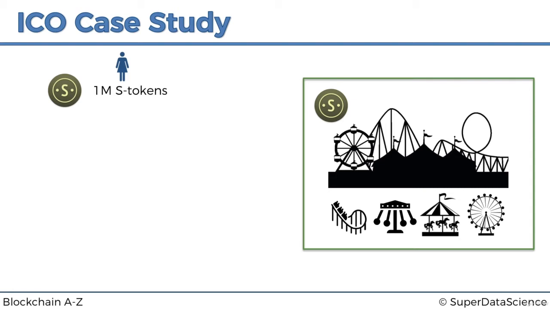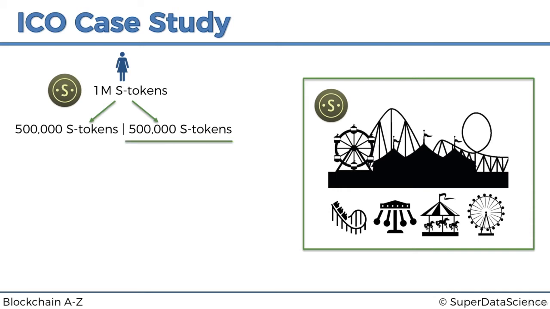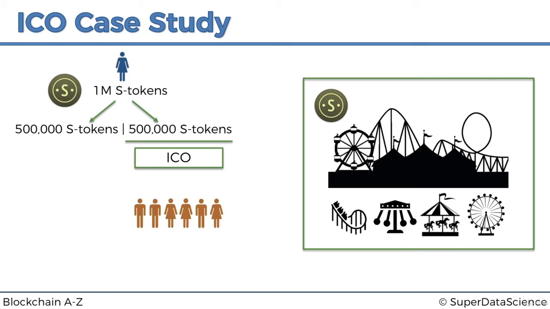And then she splits them in half. So 500,000 S tokens and 500,000 S tokens, and one of those batches will be used for an ICO. So in the ICO, she'll actually offer to the public only 500,000 S tokens. And the other 500,000 she'll keep for herself, so that money later on will be used for upgrades in the business or to fund more projects within that business, or she'll just keep it as the founder, like sometimes founders keep those tokens.